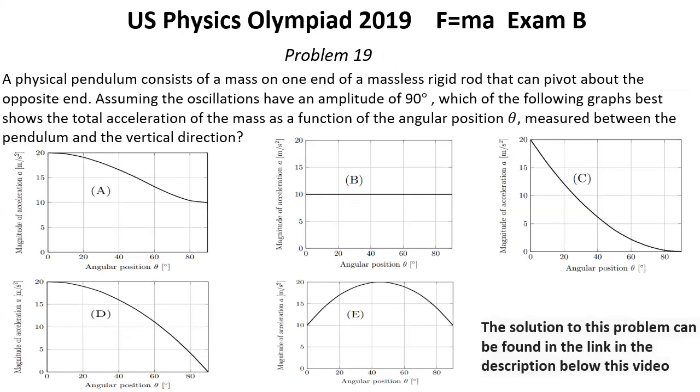Problem number 19. A physical pendulum consists of a mass on one end of a massless rigid rod that can pivot about the opposite end, assuming the oscillations have an amplitude of 90 degrees. Which of the following graphs best shows the total acceleration of the mass as a function of the angular position theta measured between the pendulum and the vertical direction?